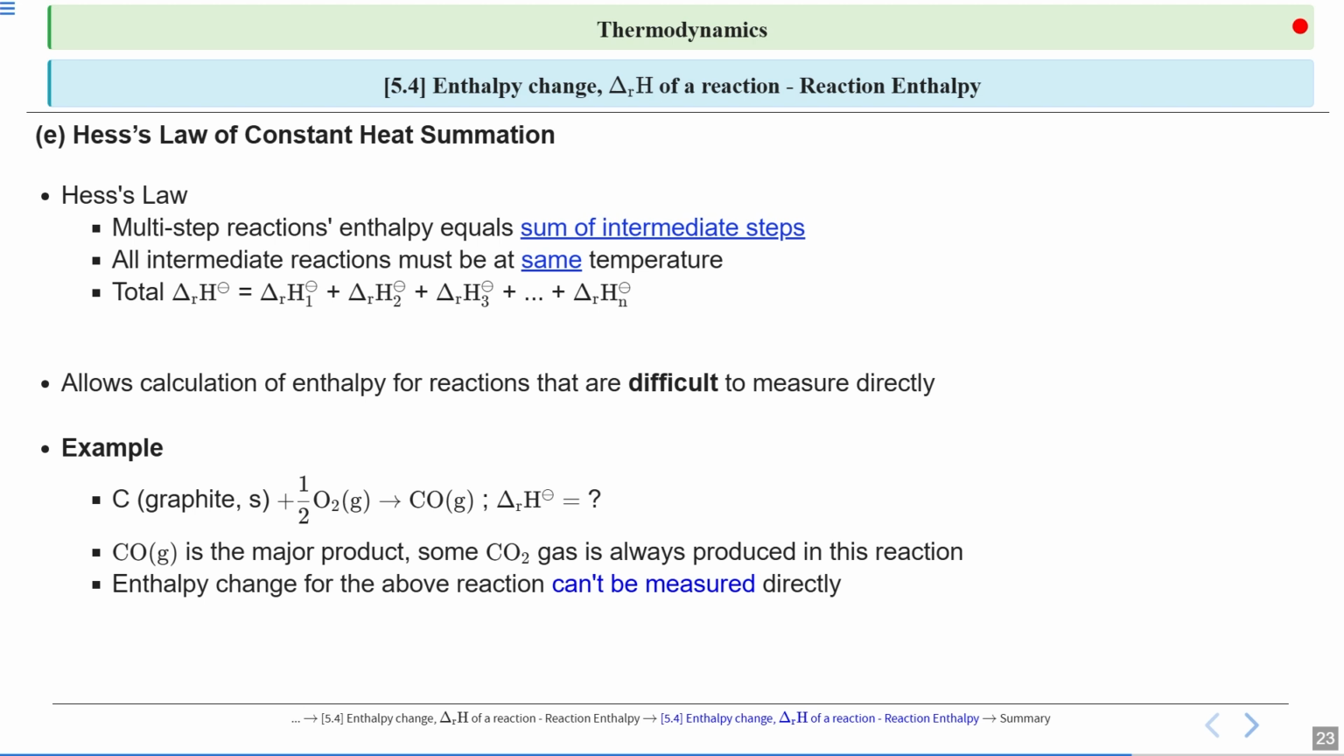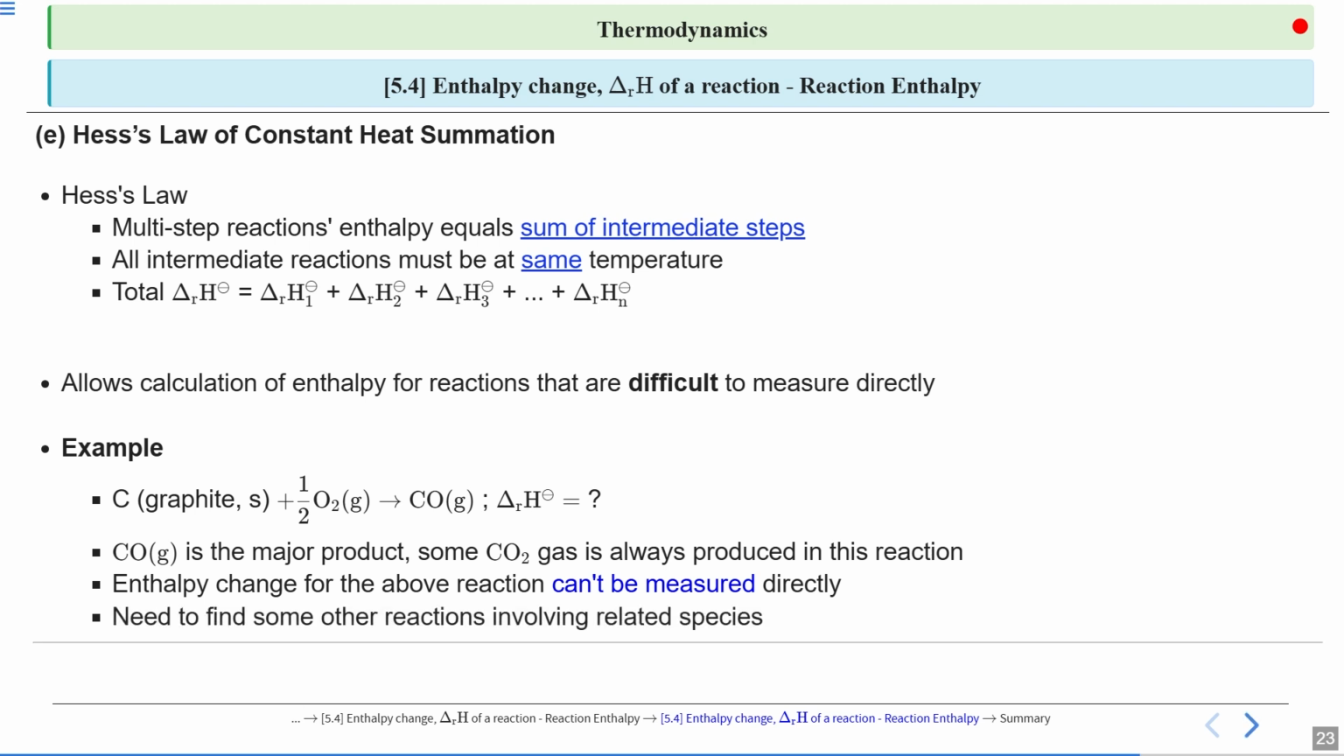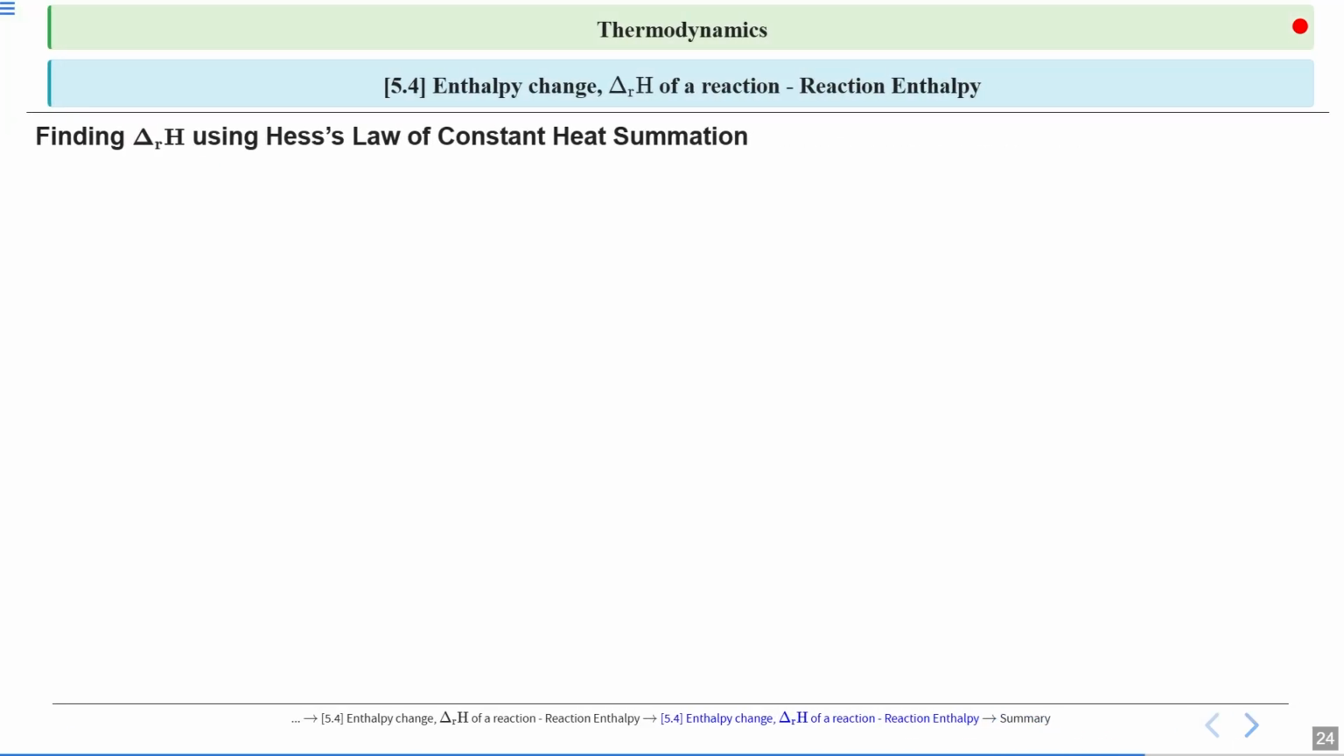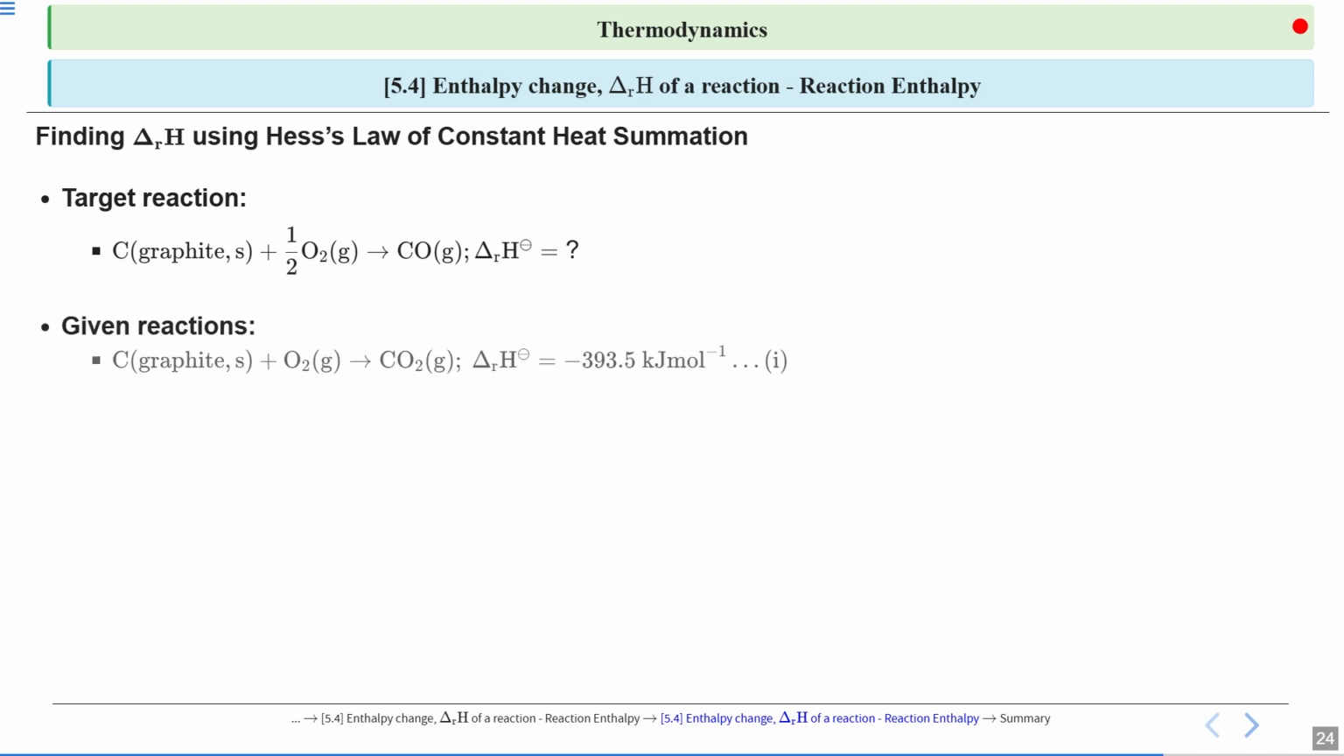Okay. So let us find some ways. To do this, we will use Hess's law of constant summation. But apart from this, we will need some information also. If our target reaction is conversion of graphite to carbon monoxide, then we will probably need two reactions. First is the conversion of carbon to carbon dioxide, which is generally observed, and its enthalpy change is minus 393.5 kilojoule per mole. Then we need a second reaction, which is oxidation of carbon monoxide to carbon dioxide through combustion.